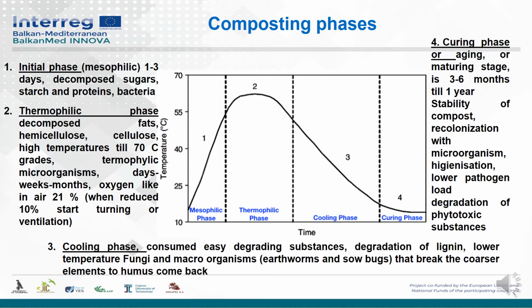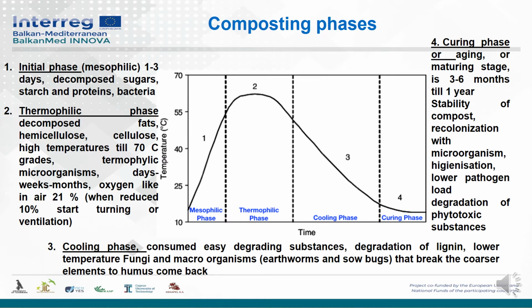However, composting is not a very short process. It passes through different phases, and here I want to mention these phases, with the first phase called the initial phase or mesophilic phase, which is short, 1 to 3 days. During this phase the sugars, starch and proteins are decomposed. It is done by bacteria, so the main players in the mesophilic phase are bacteria.